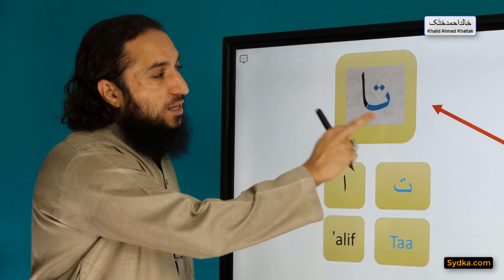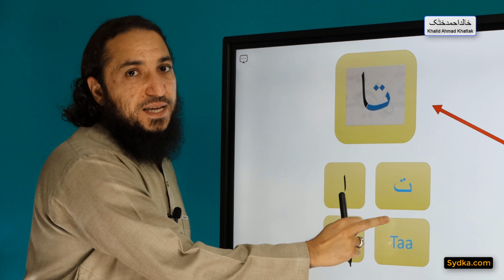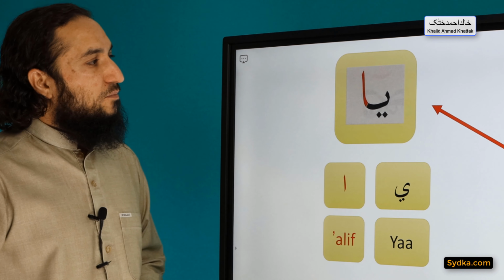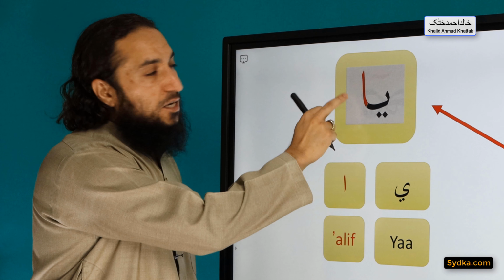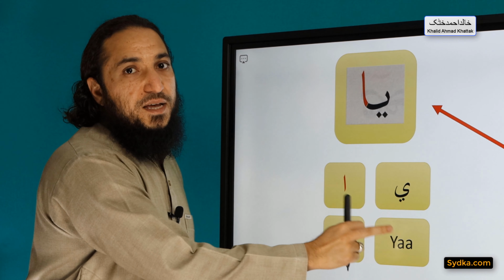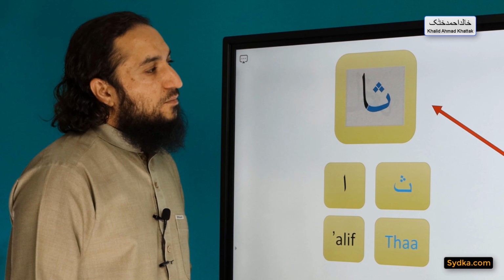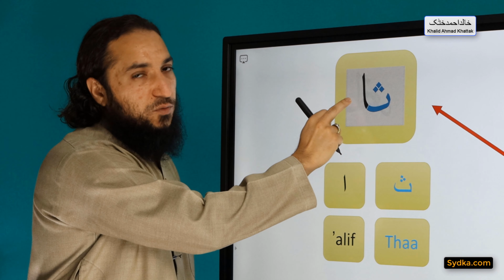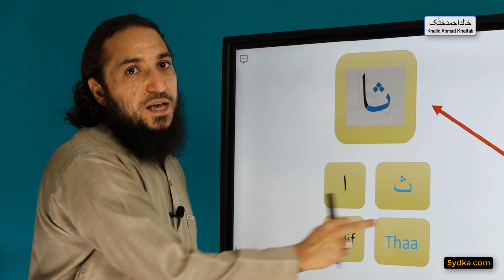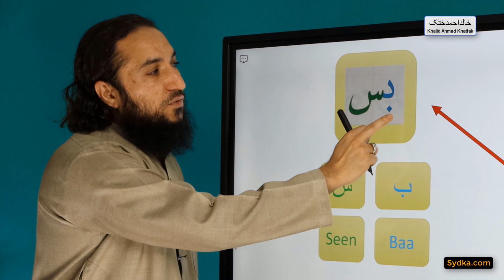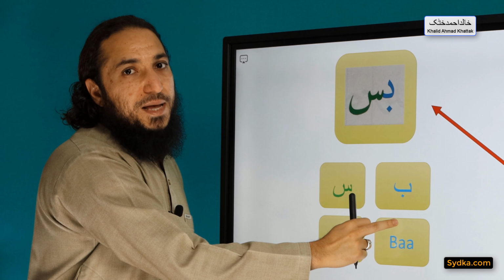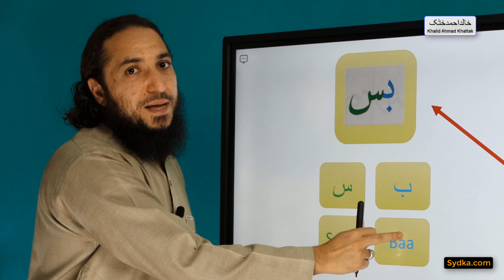The first part is ta, the second one is alif. Ta alif. The first part is ya, the second part is alif. Ya alif. The first part is tha, and the second one is alif. Tha alif. The first part is ba, and the second part is seen. Ba seen.